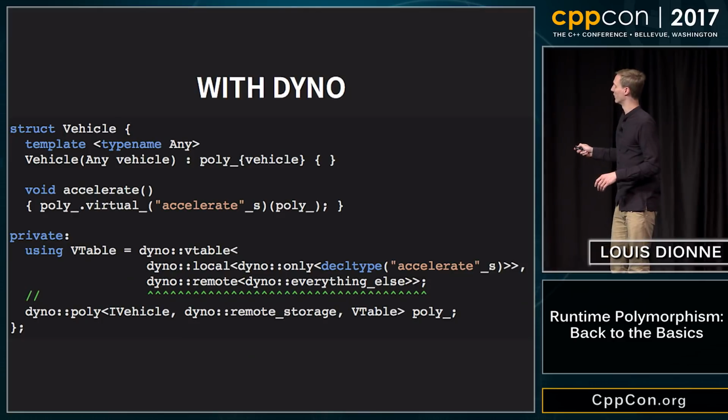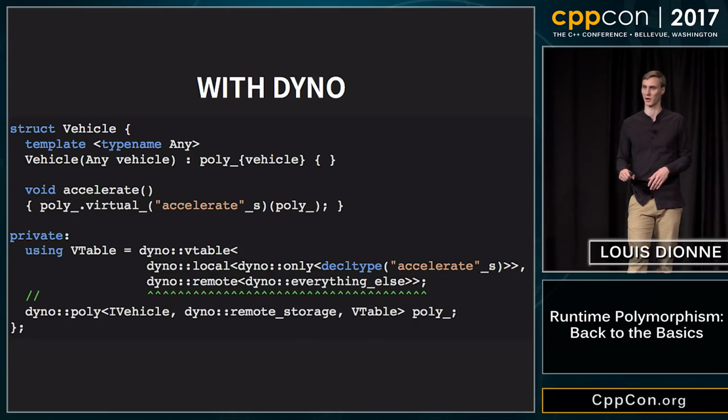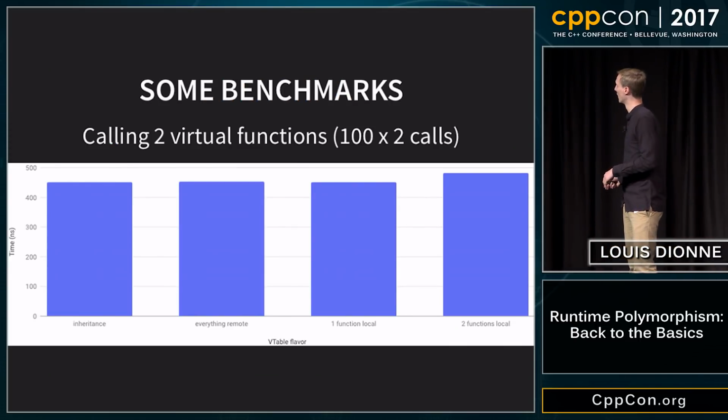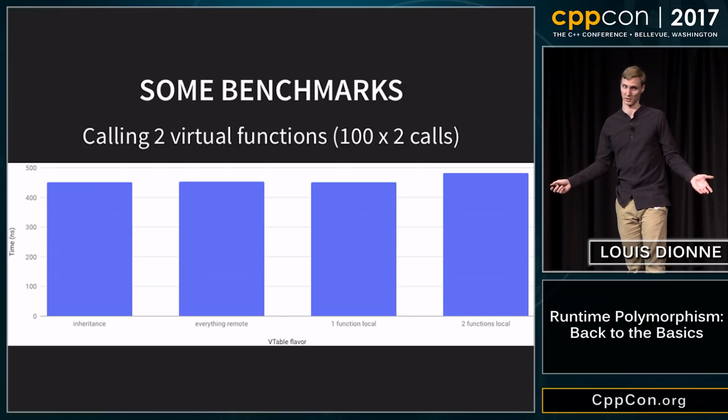With Dyno, you have this fancy little language where you can say, okay, my vtable, only this function is going to be local, everything else is going to be remote. So you can pick function by function which ones you want to have locally. And here are some benchmarks, calling a bunch of virtual calls. Again, I cannot draw any conclusion from that, so I'm not going to even try to. So that's not super conclusive.